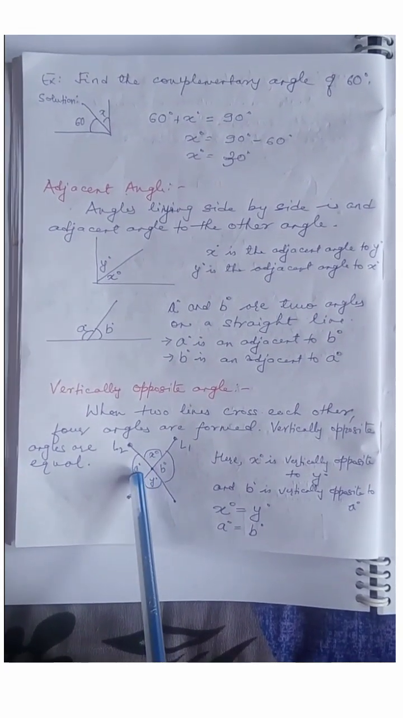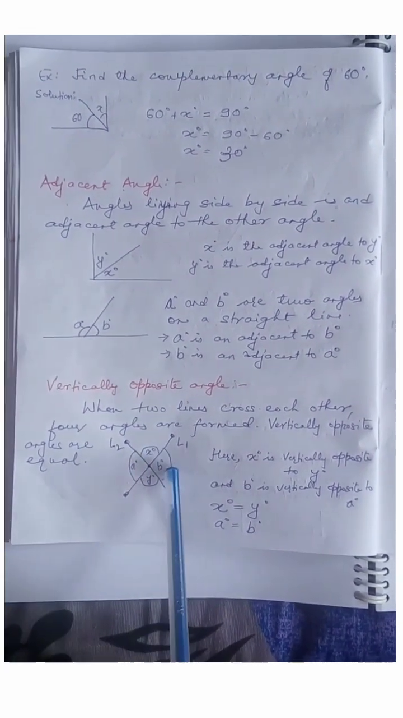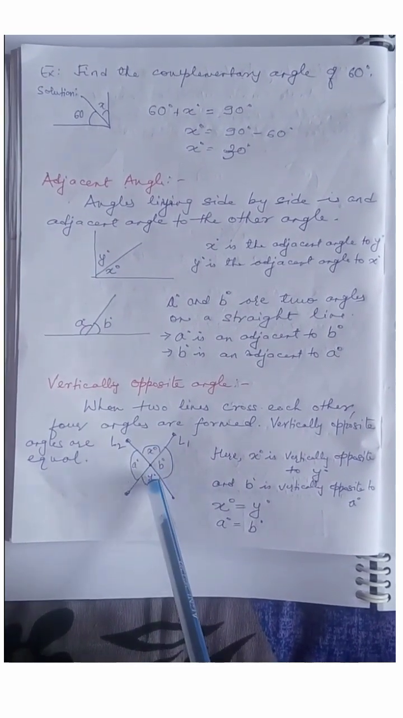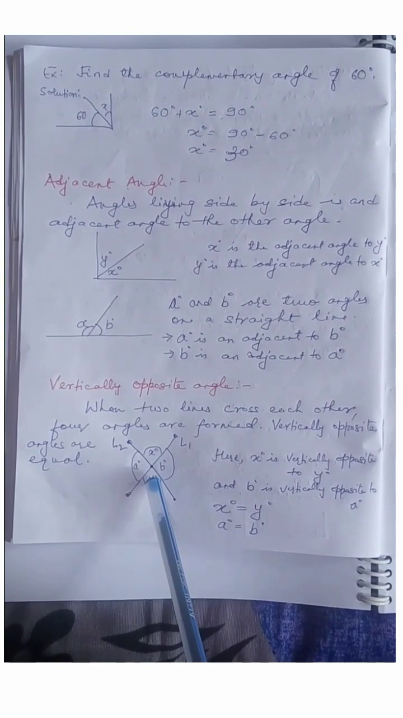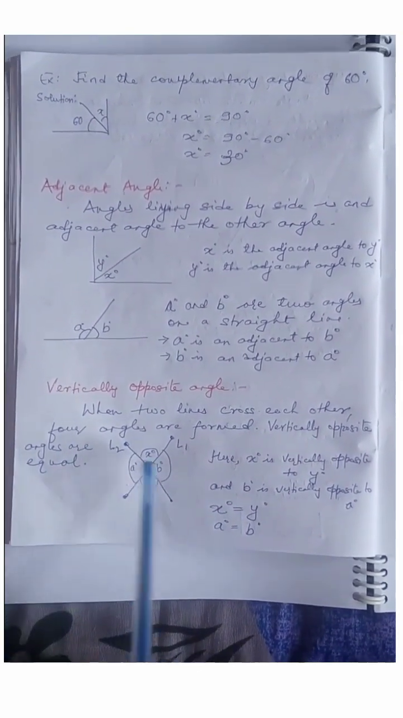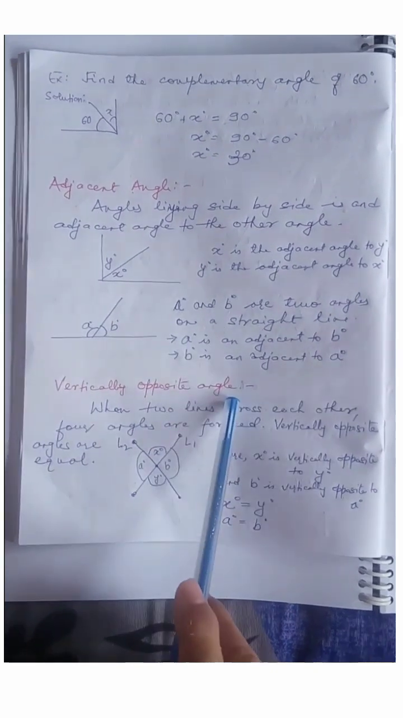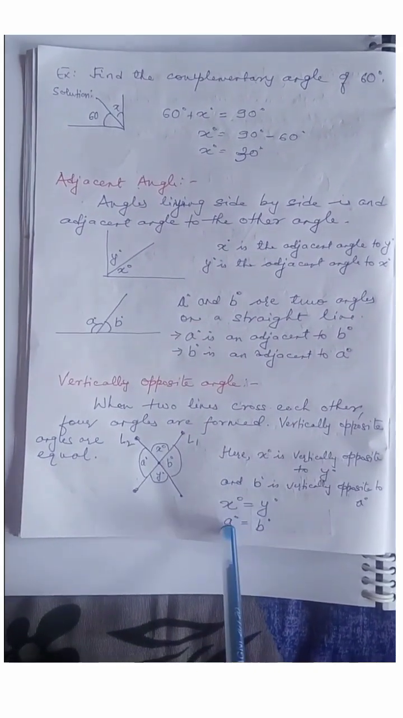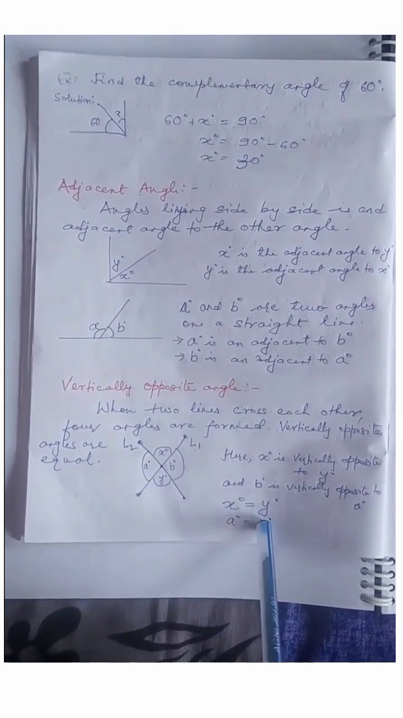So a is vertically opposite to b, or we can even say b is vertically opposite to a; y is vertically opposite to x, or we can even say x is vertically opposite to y. So as per the definition of vertically opposite angles, x degree equals y degree and a degree equals b degree.